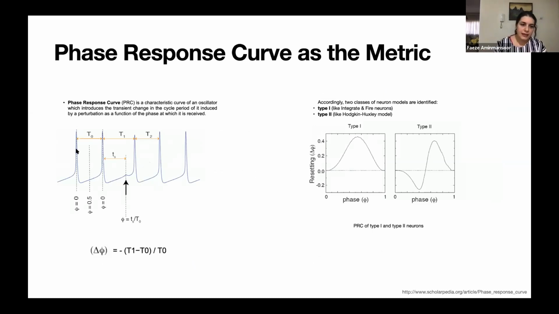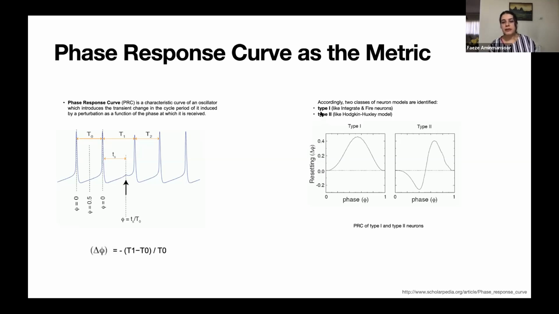A brief explanation about that is that if you take into account any physical oscillation with period of T0, if you apply a brief perturbation to the oscillator, the subsequent cycle of the oscillator might get advanced in its timing of happening, or get a delay, or remain unchanged. So this change in the shift is normalized by T0 and defines a quantity called resetting. And when we plot the resetting with respect to the phase of the incoming perturbation, we get a graph called phase response curve, which is a characteristic feature of the oscillator.